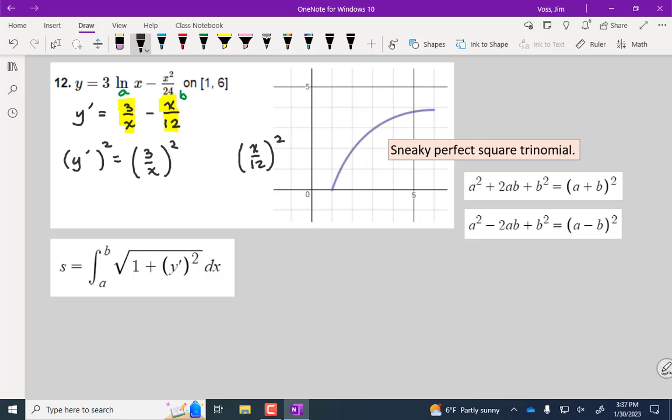The middle term, negative 2ab. So negative 2 multiplied by a, which is 3 over x, multiplied by b, which is x over 12. Let me see if I can move that over a little bit. Plus that. All right, so is that okay with everybody? So that's a squared minus 2ab plus b squared, college algebra. So the only thing we want to simplify is the middle term here. Don't do anything with the a squared or the b squared. Just leave those two things alone.